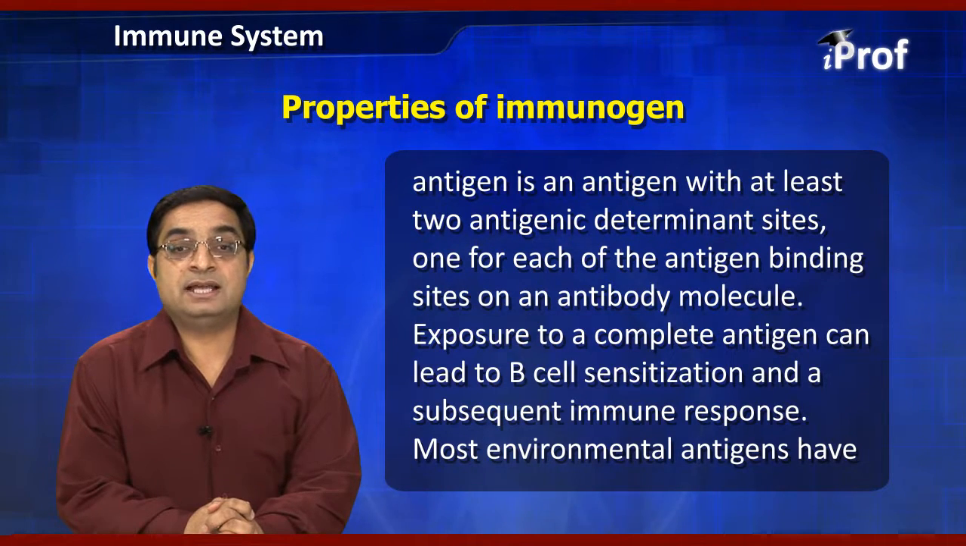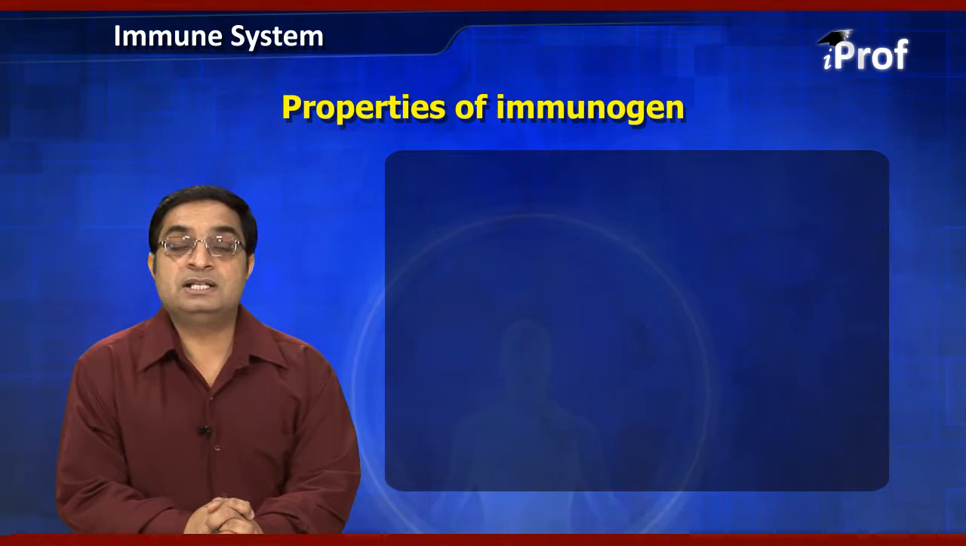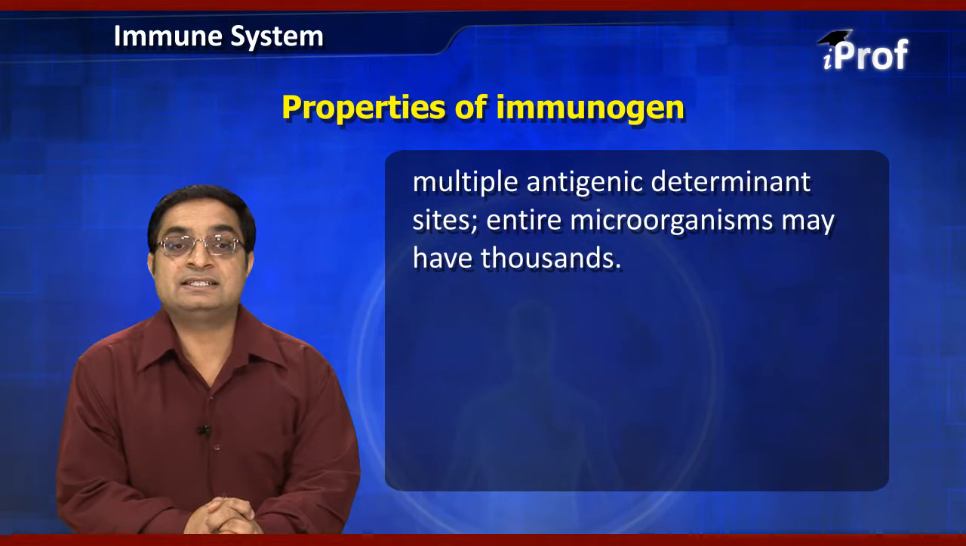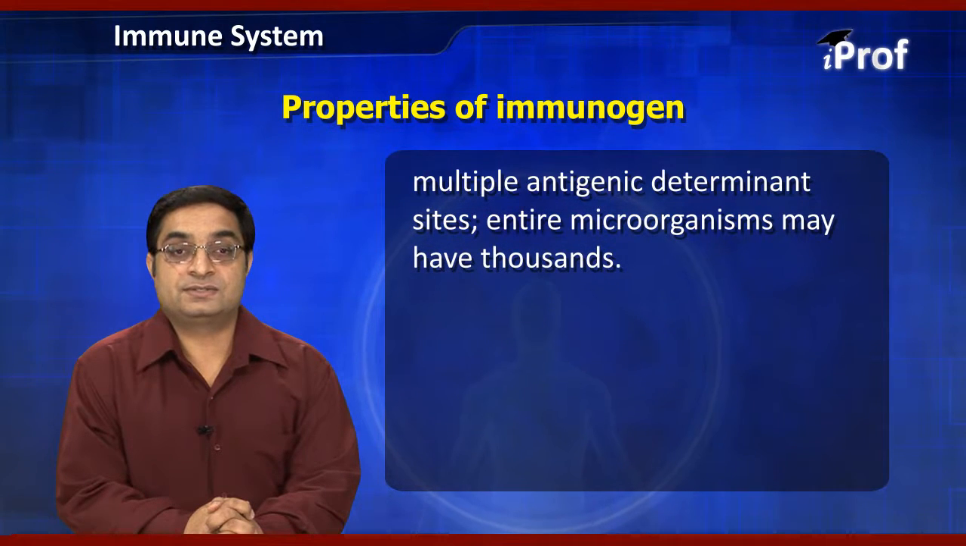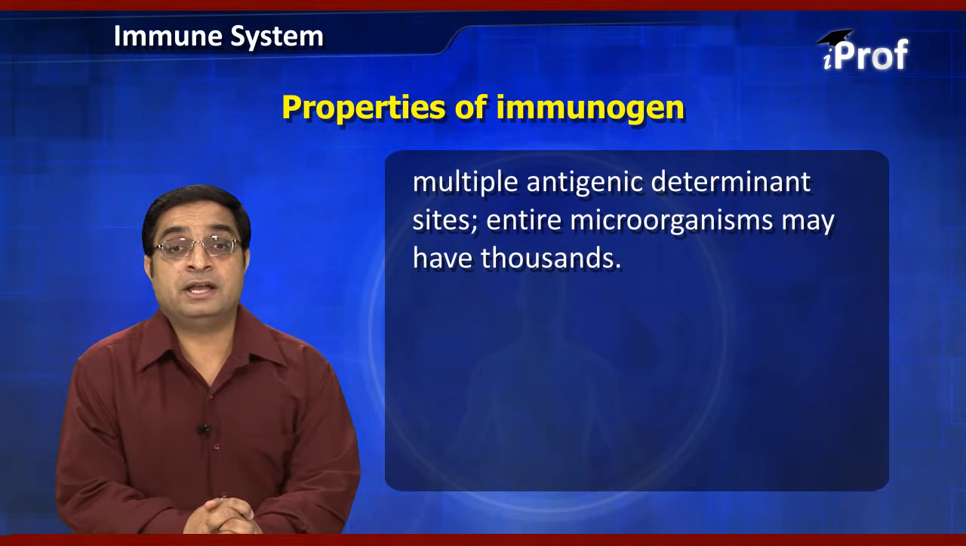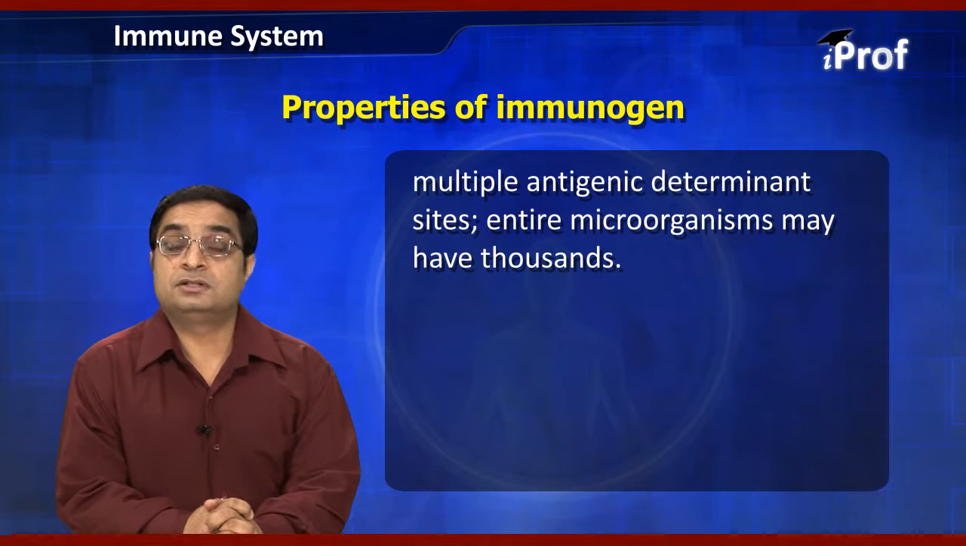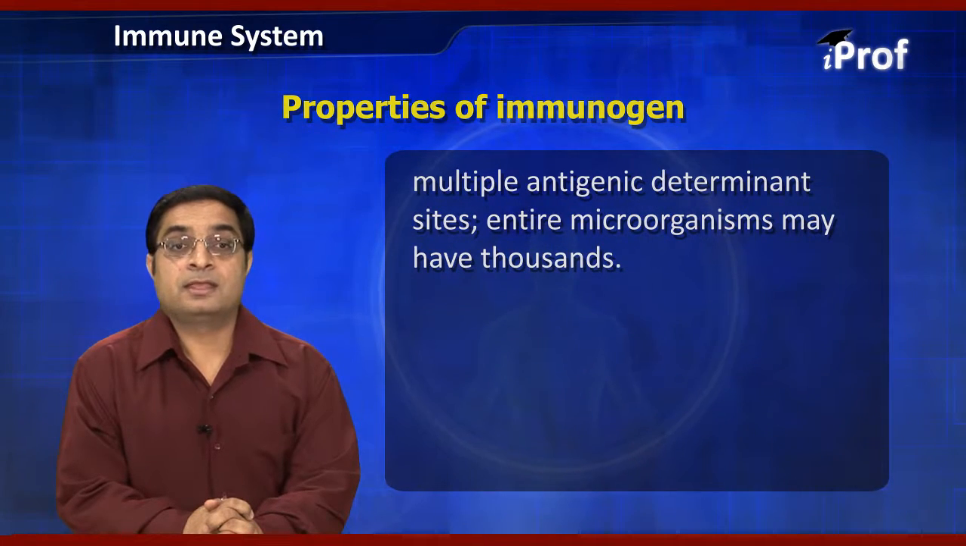Most environmental antigens have multiple antigenic determinant sites, and the entire microorganism may have thousands. The interaction between an antigen binding site of an immunoglobulin and an antigen is analogous, or comparable, to lock and key.